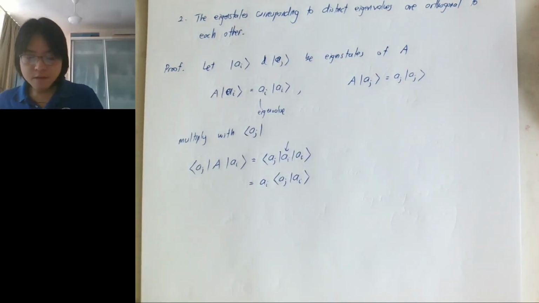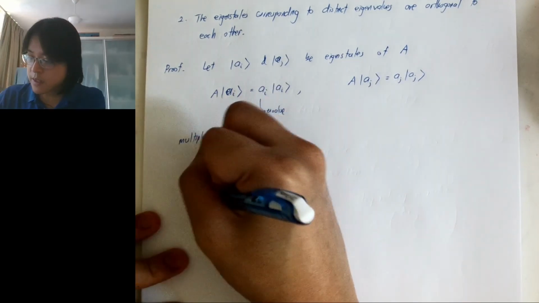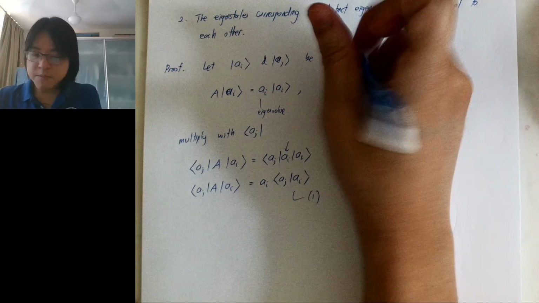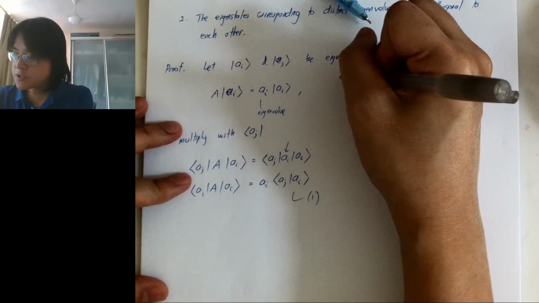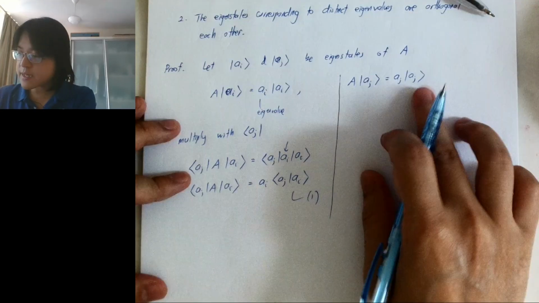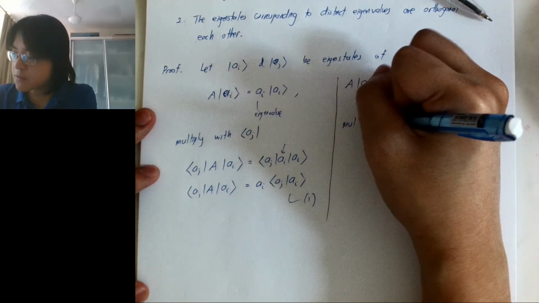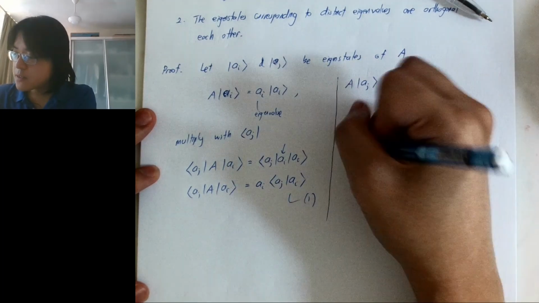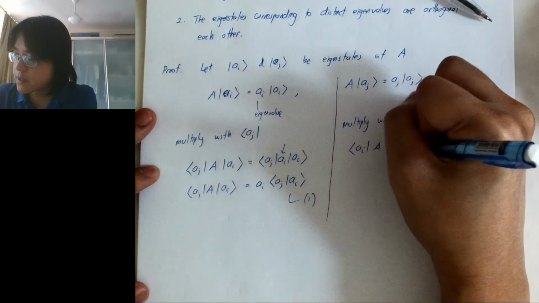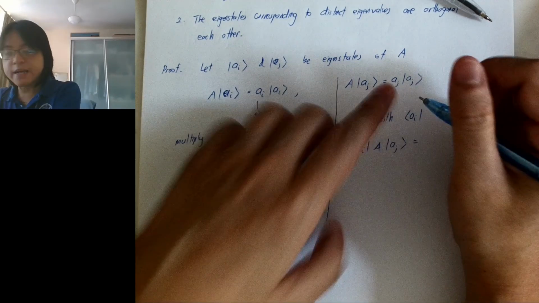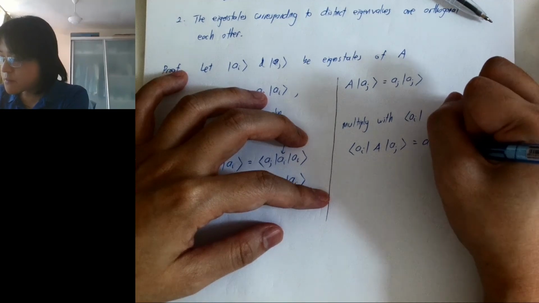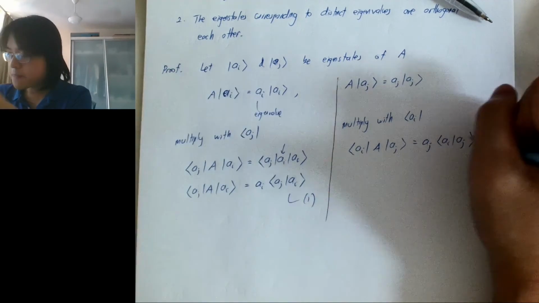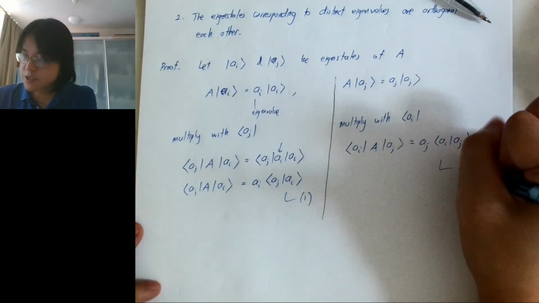Okay, so I got ⟨a_j|a_i⟩, then this is my equation 1. So I'm going to do the same for the second equation. I will multiply with the other one now, so multiply with the ⟨a_i| bra. So this becomes ⟨a_i|A|a_j⟩, right? The number I can put it anywhere, so I pull out the constant here, and then I got a_j⟨a_i|a_j⟩. Okay, so this is equation 2.